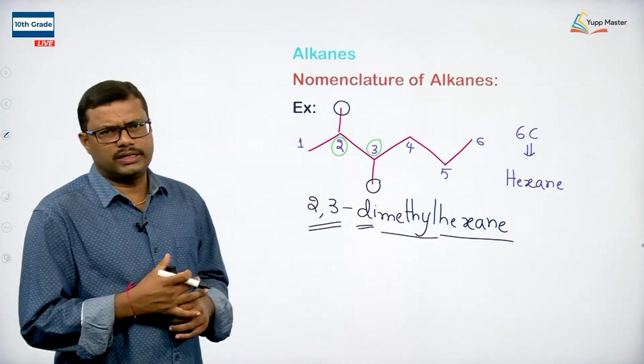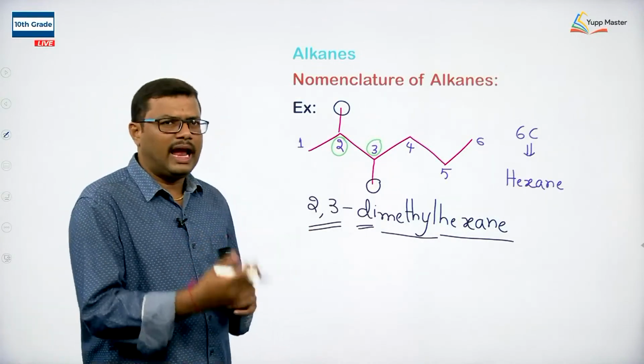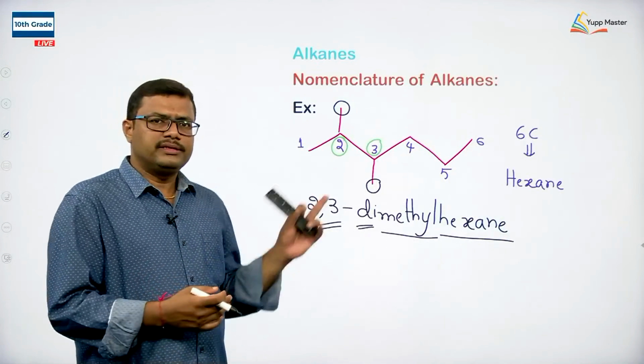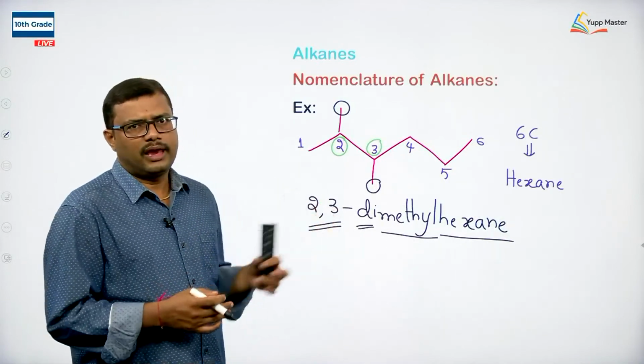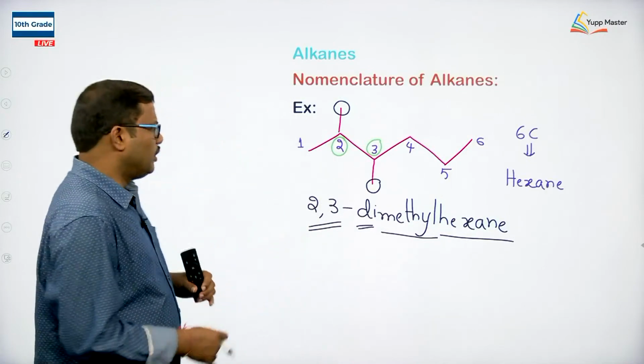It is very easy, students. Once you practice 2-3 examples, you can easily handle how to number, and it is easy also to name the substituted alkanes in the IUPAC nomenclature system. Okay. So do not worry, do not bother also.